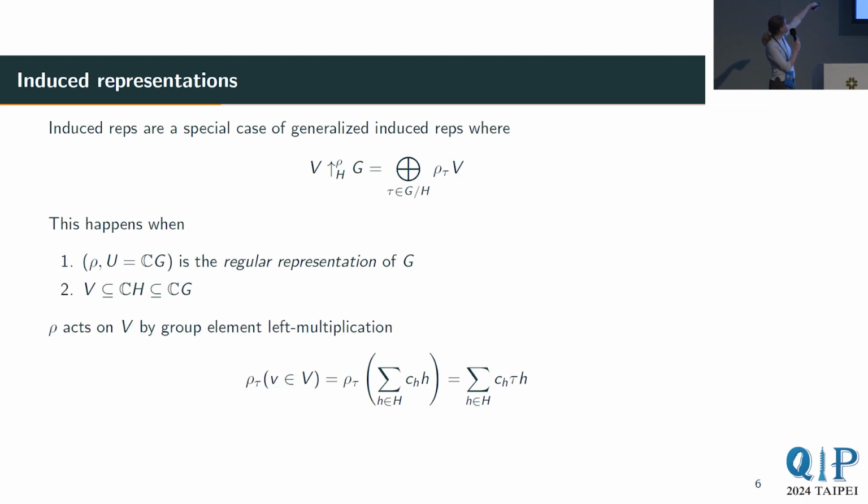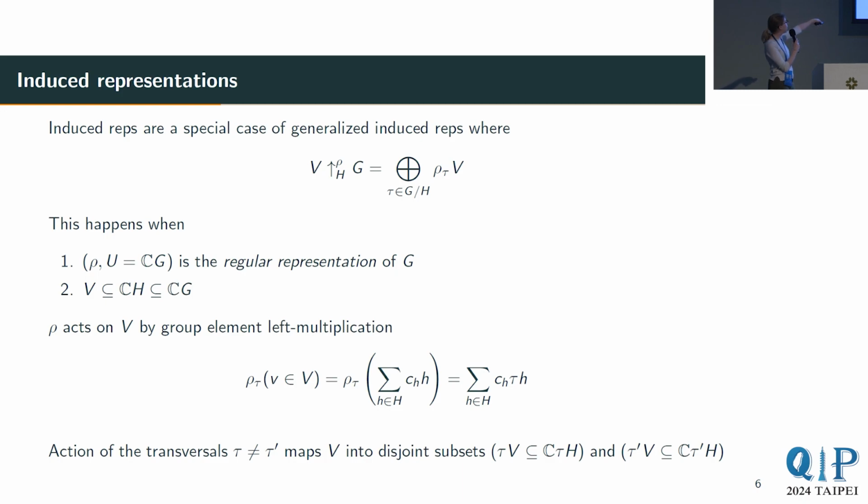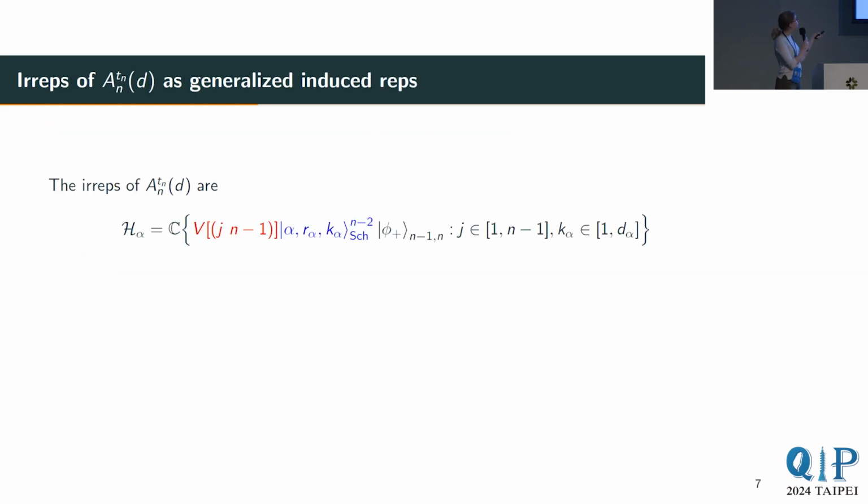Then when rho acts on V, it acts very naturally by group element left multiplication. So we can break any element of V down into a sum over elements of H, and then rho tau will act by simply multiplying every element h by tau. When this happens, the action of two different transversals, tau and tau prime, will map V into disjoint subsets, tau H and tau prime H, and because these subsets are disjoint, they will be linearly independent, and we get this direct sum as above. Okay, so that's what an induced rep and a generalized induced rep are.